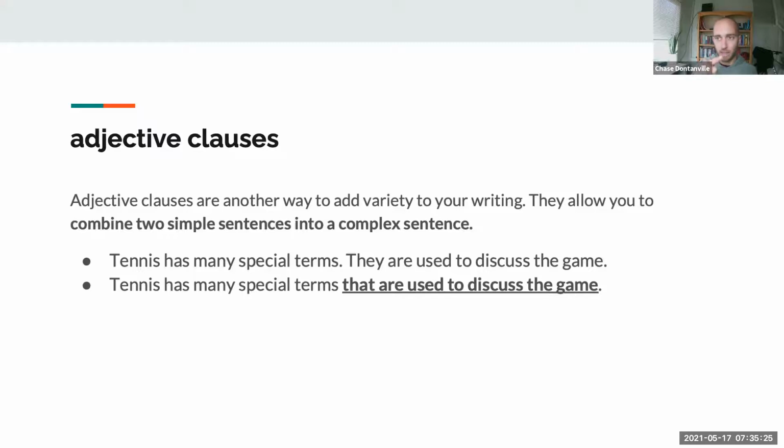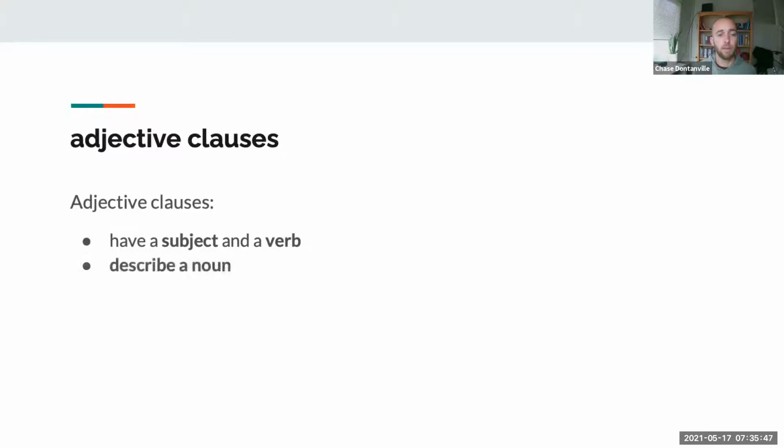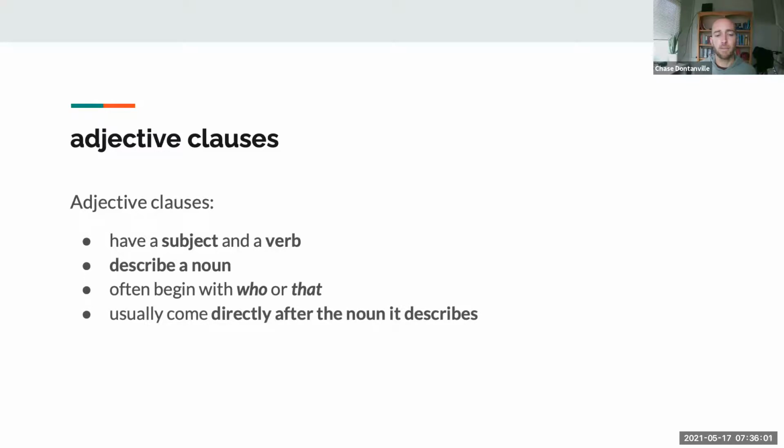So in the bold and underline, that are used to discuss the game, that is an adjective clause. So what does it describe? It describes the terms, the special terms. So adjective clauses, they need a subject and a verb. So they have a subject, they have a verb. They describe nouns, just like adjectives. They often begin with who or that. They usually come directly after the noun it describes, okay?